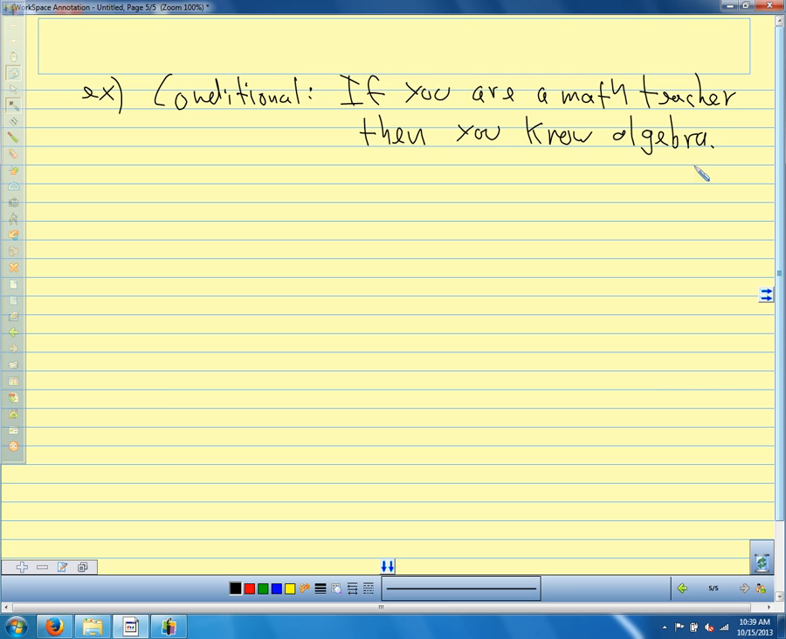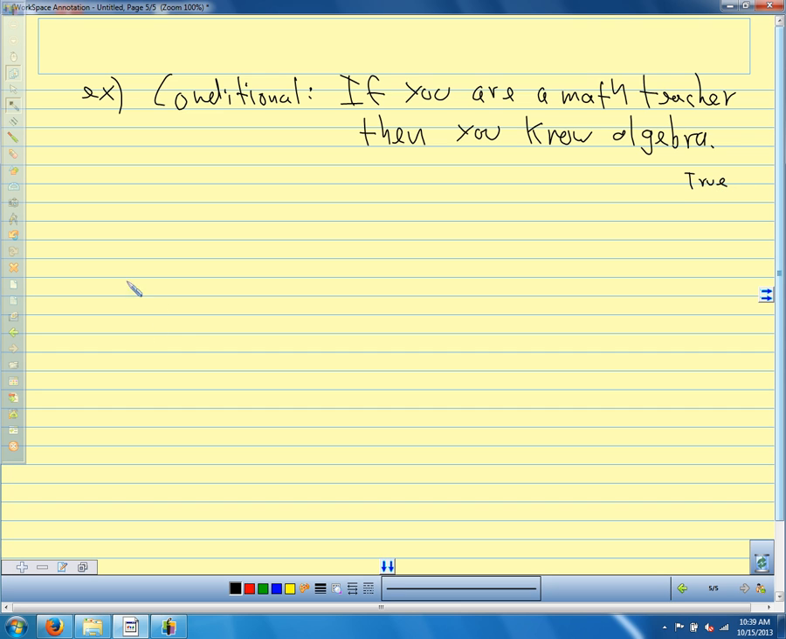Is this conditional statement true? What do you think? So right, in order to be certified as a teacher, you have to pass some tests that show that you know basically all of high school math. So we would hope that if someone's teaching math, that they would know algebra. So we're going to say that in order to get certified as a math teacher, you have to pass a test that says you know algebra. We're going to say this is true.